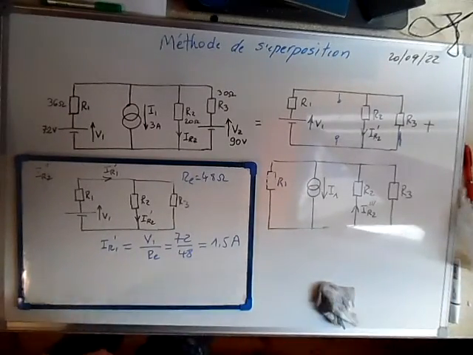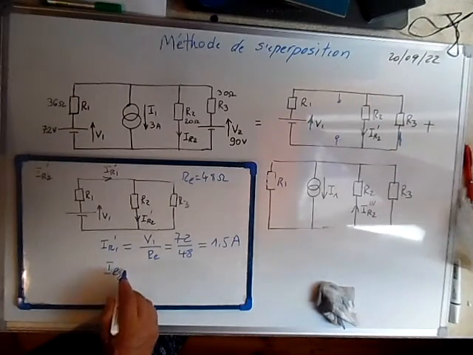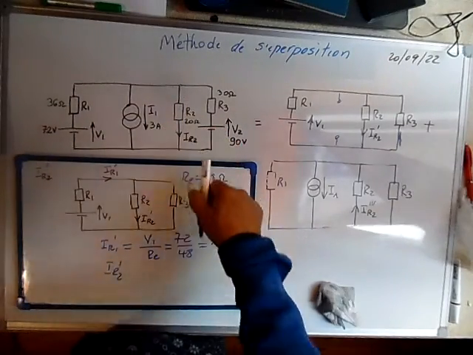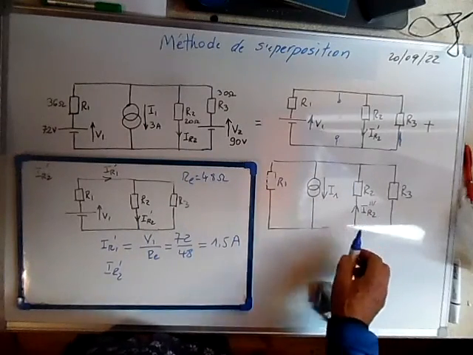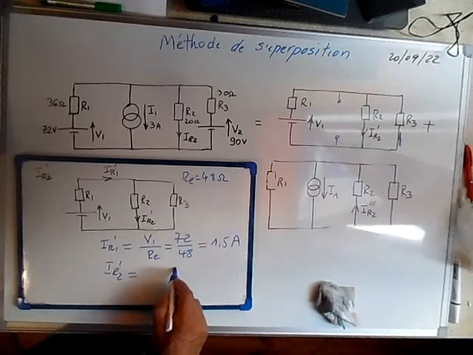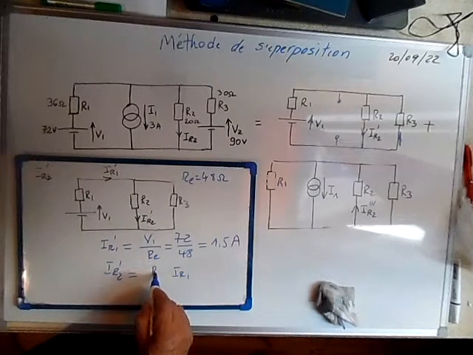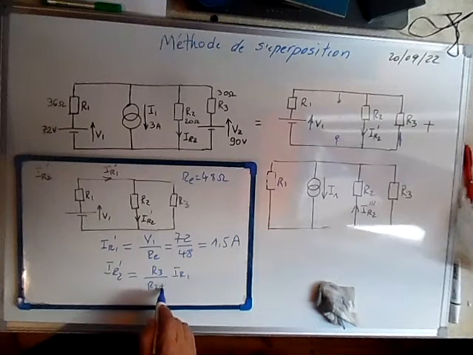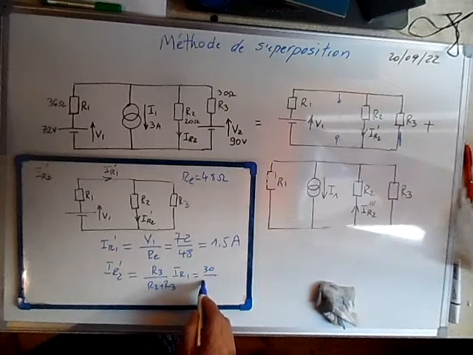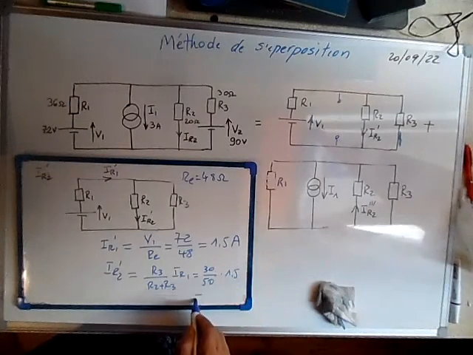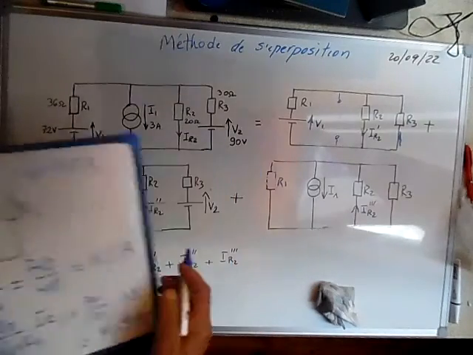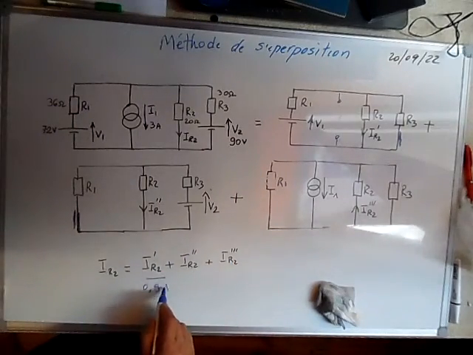Here now we can calculate IR2 prime. We have chosen this direction as positive, so if the current flows this side it's positive, and if it flows the opposite way like here it's negative. So IR2 prime is equal to the main current times R3 over R2 plus R3, and this is equal to 30 divided by 50 times 1.5, and is equal to 0.9 amps.